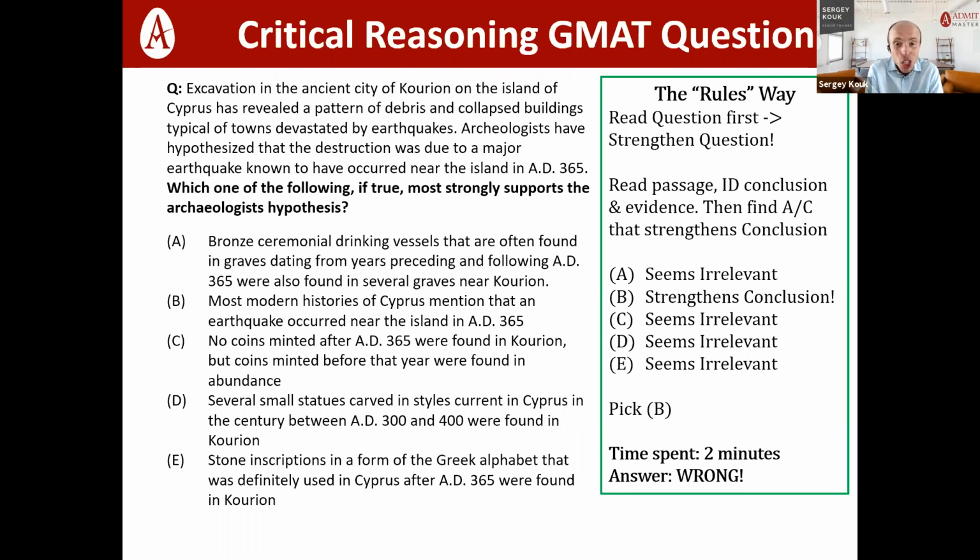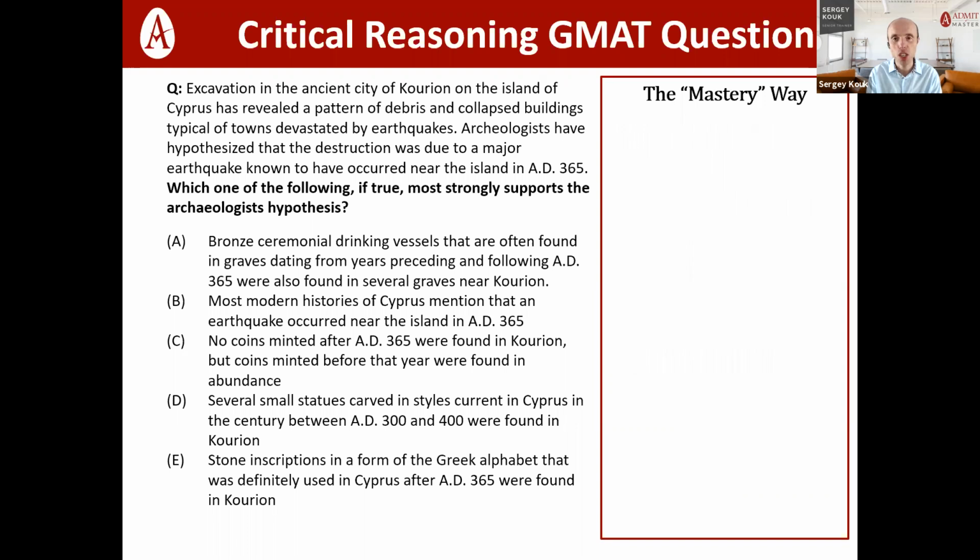So where did things go wrong? What did we miss? And by the way, again, please don't feel bad. We're here to learn. So why is B not right? Let's go back to analyzing this question. Let's do this now the mastery way, which we also call the work smart way, which is really the way that you would want to analyze these sorts of questions. And it comes from understanding the strategies. It also comes from knowing what to do when you're seeing this question, knowing how to analyze arguments as well.